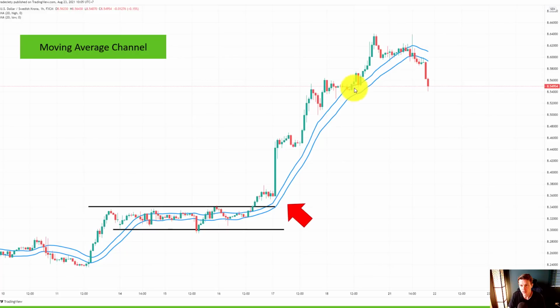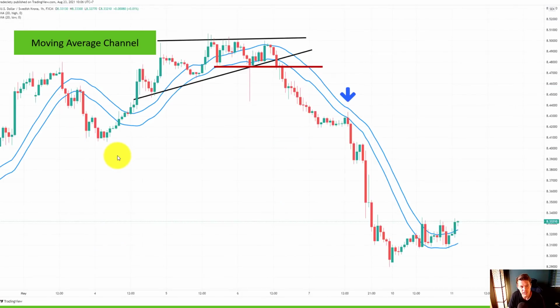Sometimes the cross will not give you a favorable exit, like here. Sometimes the cross will also give you a worse exit. So it's not better or worse, there are just a few pros and cons, but the moving average channel is a great way to have an objective way to ride your trend. So if you have problems staying in winning trades long enough, try giving this moving average channel a chance.